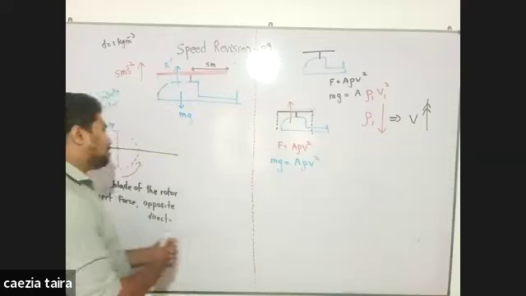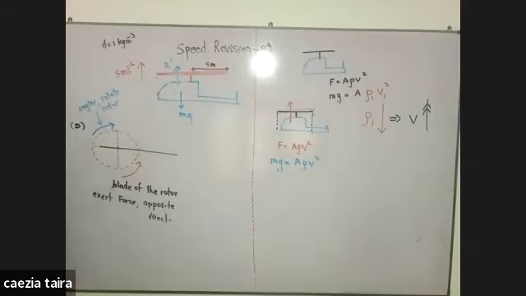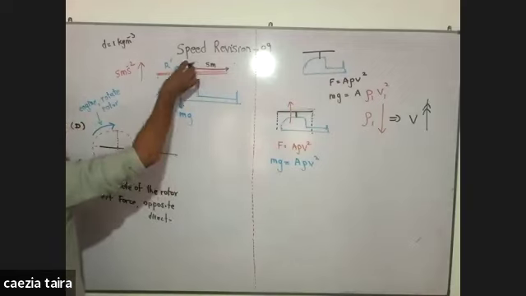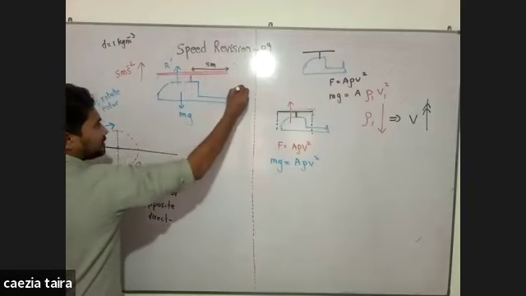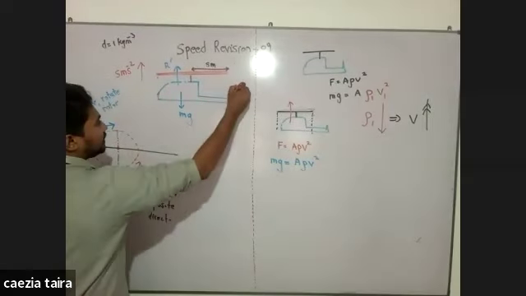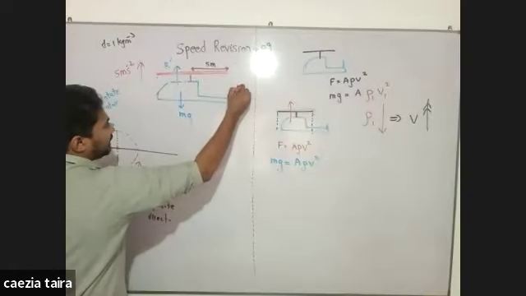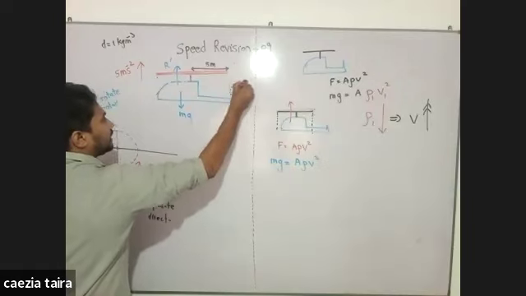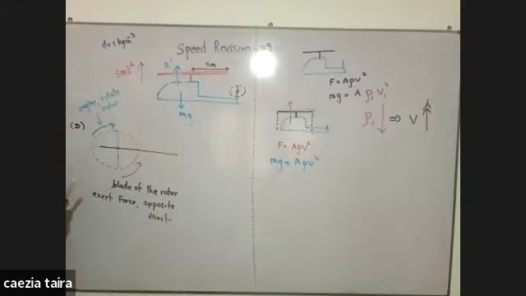So there is a small mechanism to control this. You have seen that this is the main rotor, and there is a rear rotor which is located at the end of this tail. It is called the tail rotor. It is a small rotor.